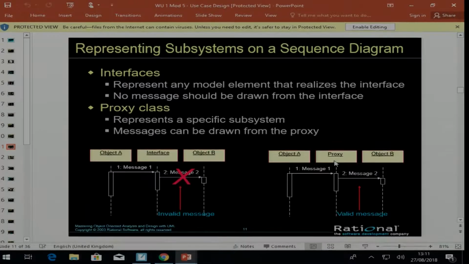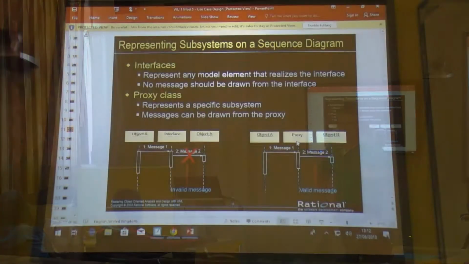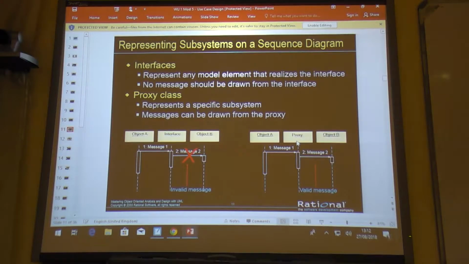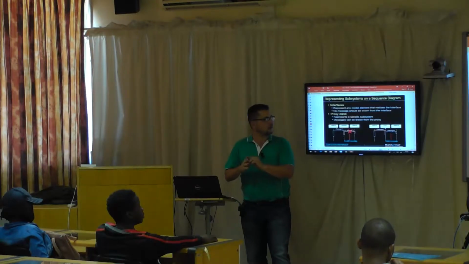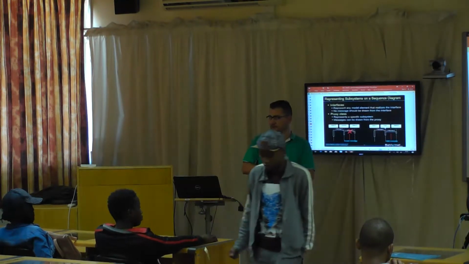Okay. Then there's also mention about the difference between using interface classes and proxy classes. You'll see here at the bottom that it shows us the valid and invalid ways that we can then start to use them. For example, if we have an interface, we cannot really represent model elements that realize that interface, and no message should be drawn from the actual interface.